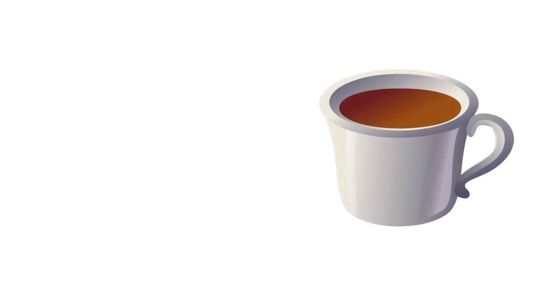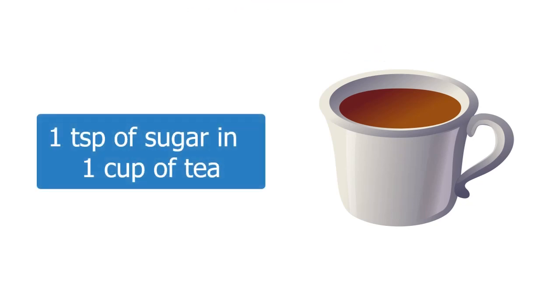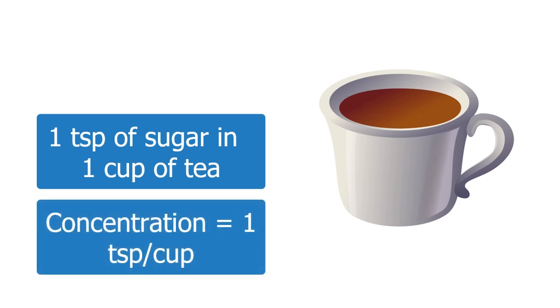So as an example of this, if I have a cup of tea and I stir in 1 teaspoonful of sugar, what's the concentration of sugar? Well, I've put 1 teaspoonful of sugar in 1 cup of tea, so the concentration is just 1 teaspoon per cup. Now if I drink half of the tea in the cup, how much sugar have I drunk?